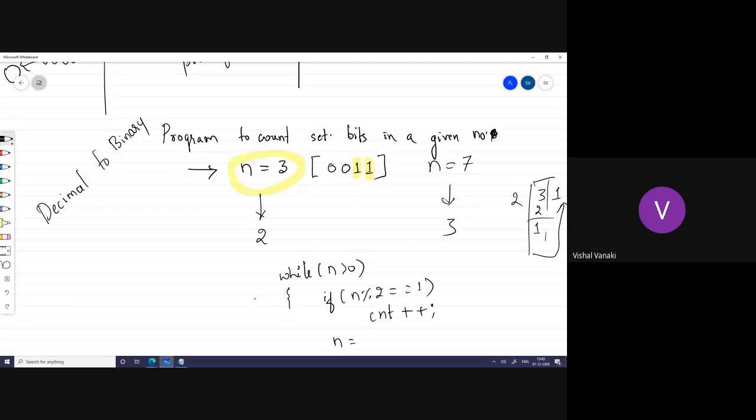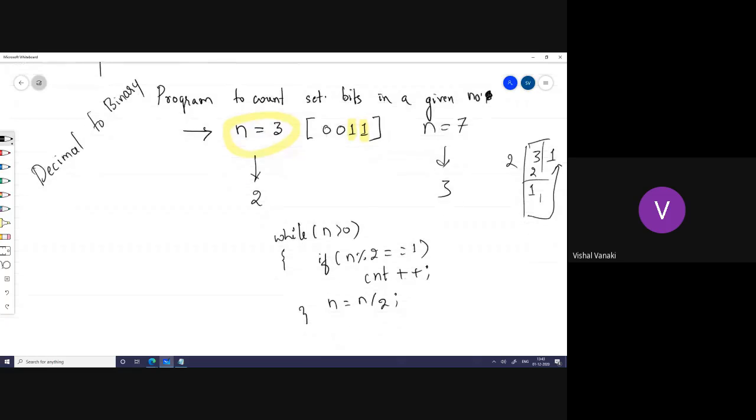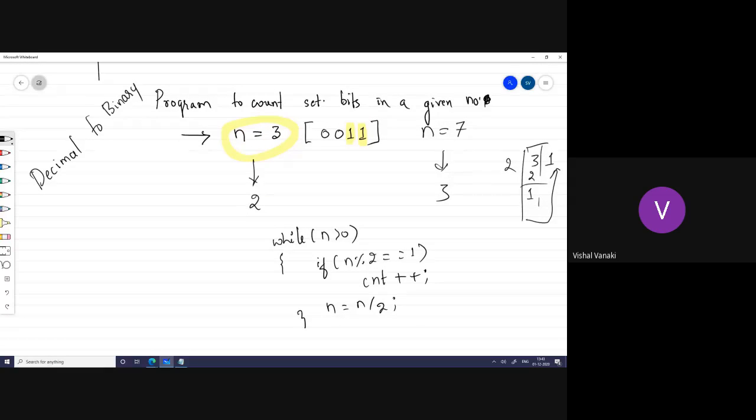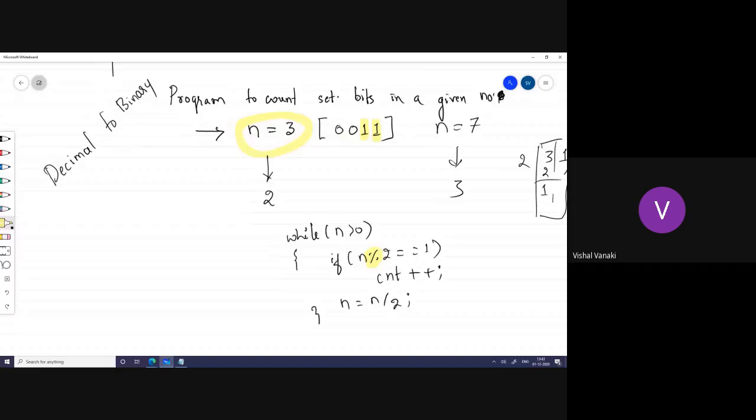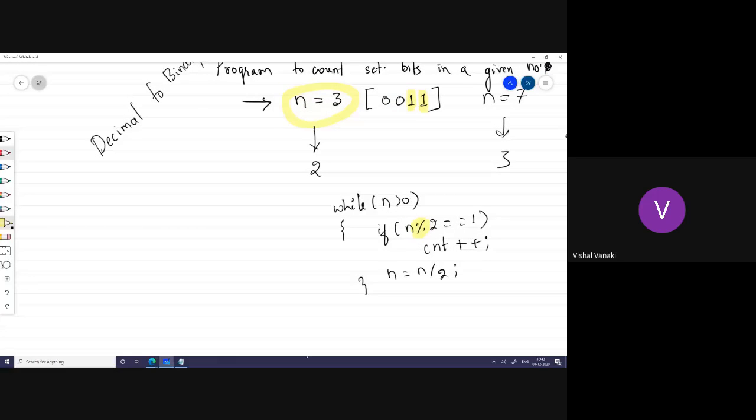So once it is done, n is equal to n divided by 2, right? That is the logic you can use to implement and count it. But the problem is this modulus operator. Just now we have discussed that it's the costliest operator, isn't it? So that will consume a little bit more time. Now what we can do is find an alternate for this.